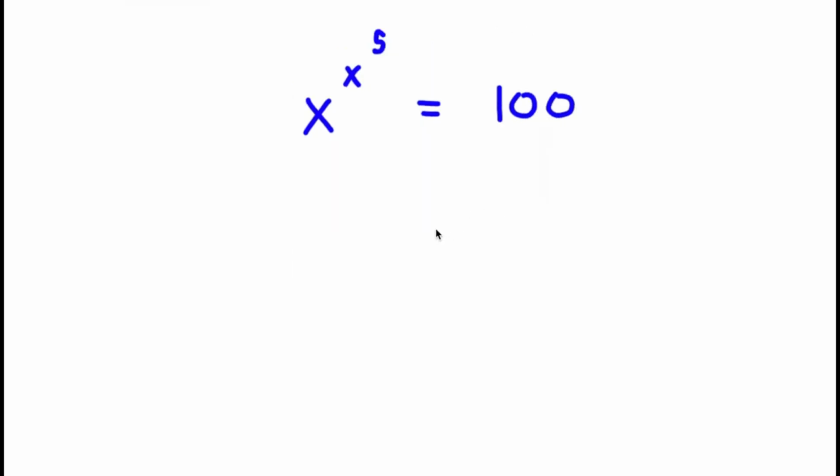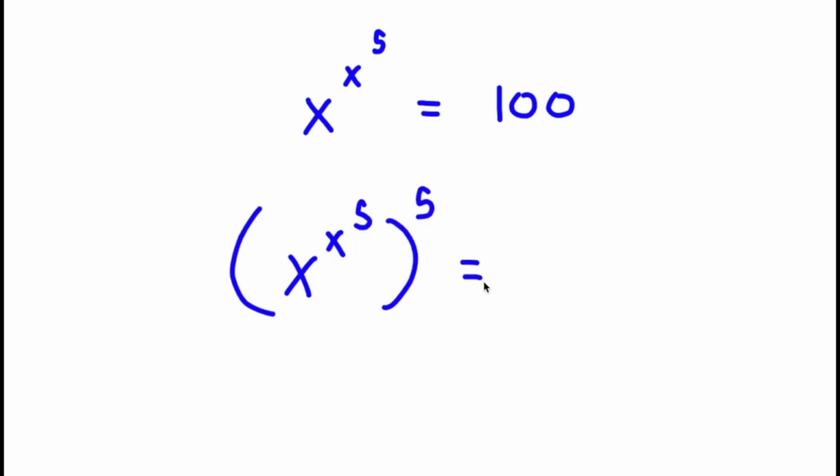Alright, so in this problem, I have x to the power of x to the power of 5 is equal to 100. So now, the first thing I'm going to do is take the power of 5 on both sides. So now I have x to the power of x to the power of 5, to the power of 5, is equal to 100 to the power of 5.